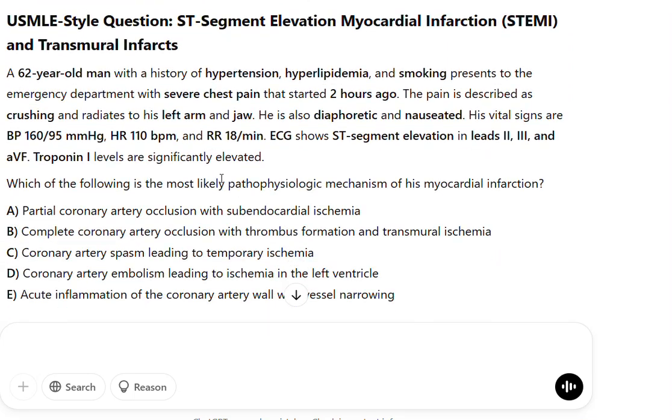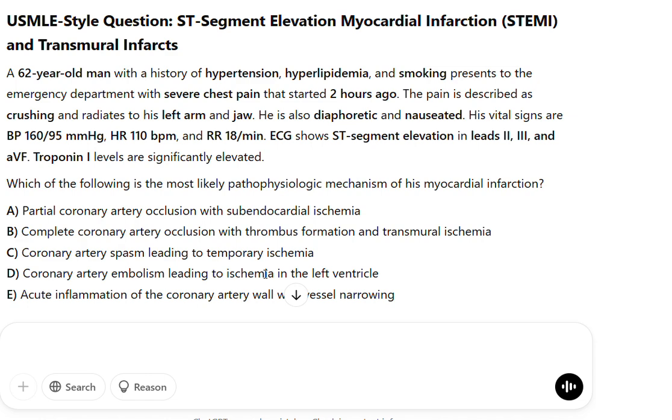USMLE-style question: ST segment elevation myocardial infarction, STEMI, and transmural infarcts. A 62-year-old man with a history of hypertension, hyperlipidemia, and smoking presents to the emergency department with severe chest pain that started 2 hours ago.